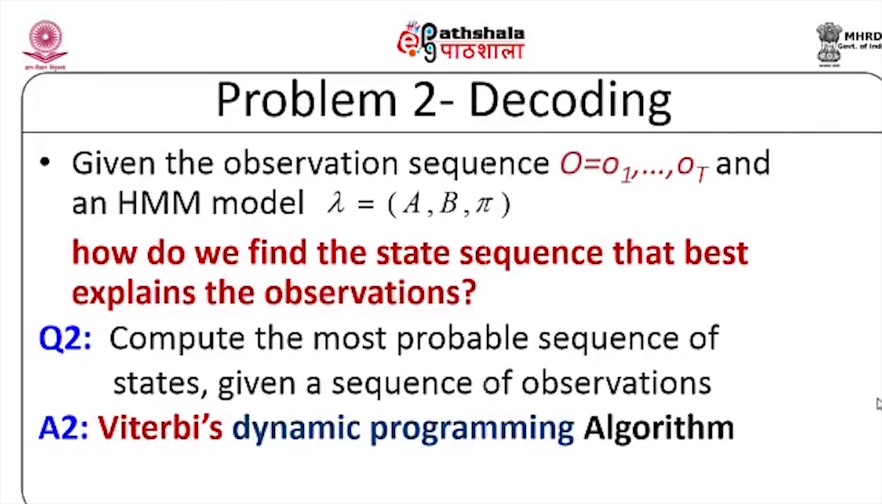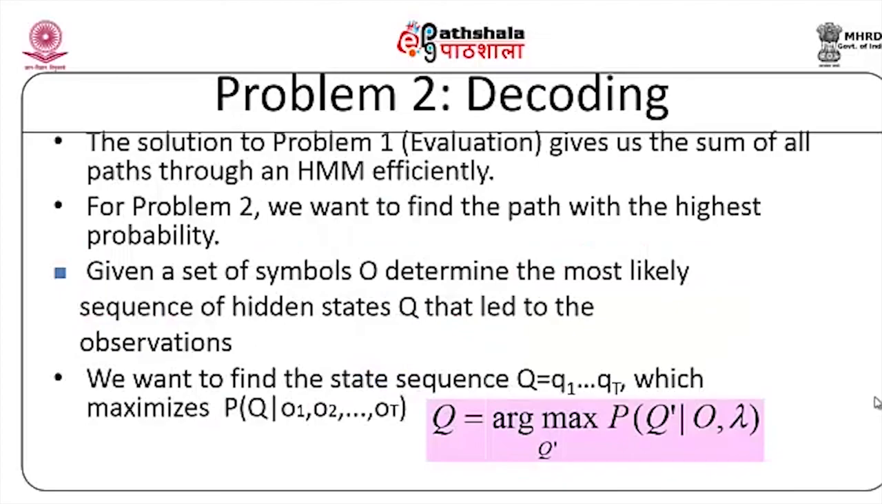The second problem is decoding. Decoding is given the observation sequence, the same that we were given previously, and the HMM model. Now, we do not want to find the probability of the observation sequence, we want to find the probability of the state sequence, the hidden state sequence. So, what we want to find is the most probable state sequence. For that we use the Viterbi dynamic programming algorithm, and the solution to problem 1, evaluation, gives us the sum of all the paths through the HMM efficiently.